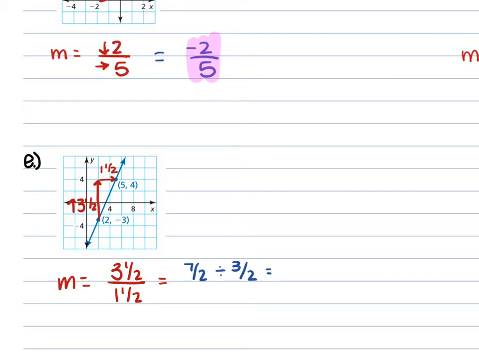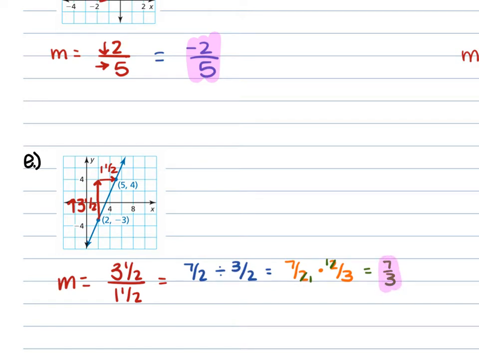So from here, we're just dividing 7 over 2 divided by 3 over 2, once I turned the 3 1/2 and the 1 1/2 into improper fractions. So I'm going to keep, change, flip. This is going to be 7 over 2 times 2 over 3. Those 2's cancel out to be 1, so I'm just doing 7 over 1 times 1 over 3, which is 7 over 3. So my slope is just 7 over 3.